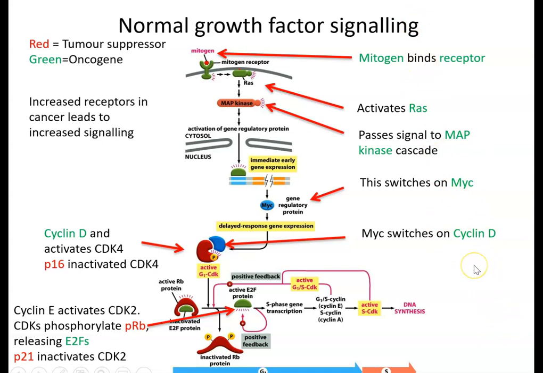And different tumours will achieve activation of this pathway by one or more oncogene mutations or one or more tumour suppressor gene inactivations, but not all of them. And different tumours will select a different way of doing that.